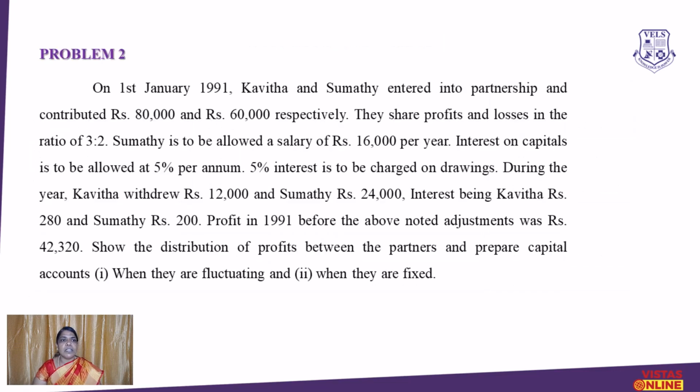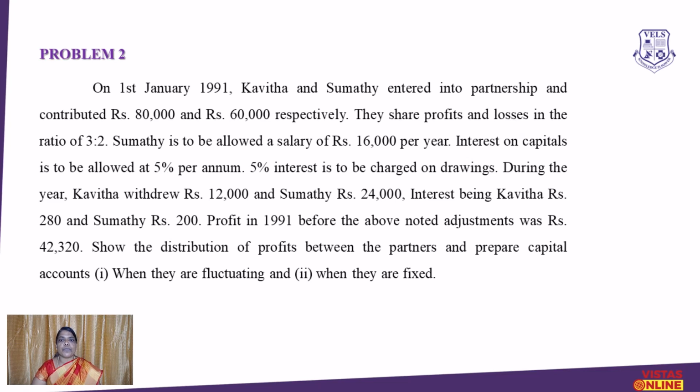And we can see exercise number 2. I will read the question. On 1st January 1991, Kavita and Sumadhi entered into partnership and contributed rupees 80,000 and 60,000 respectively. They share profits and losses in the ratio of 3:2. Sumadhi is to be allowed a salary of rupees 16,000 per year. Interest on capitals is to be allowed at 5% per annum.